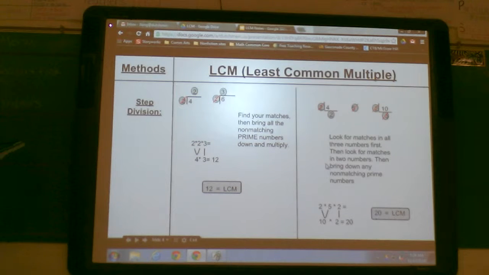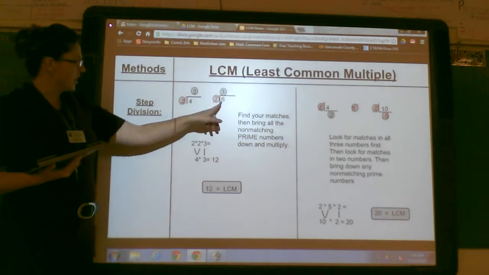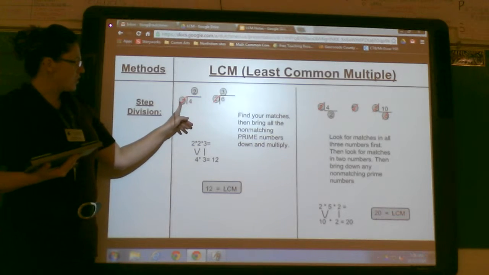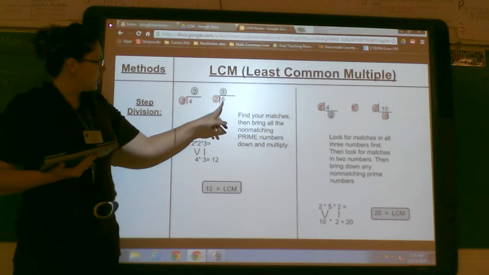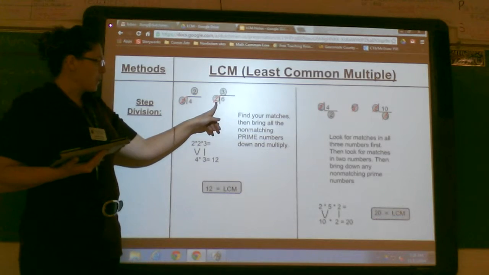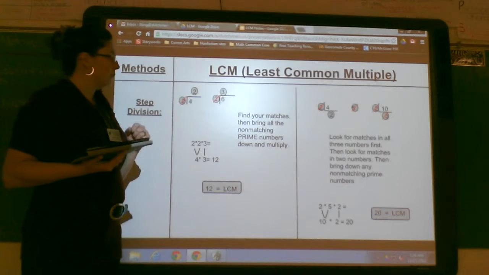Step division. We're doing the same process, only you're doing the step division. So I have 4 and 6. So my lowest prime that goes in is 2. It goes in 2 times. They're both prime, so I circle them. For 6, my lowest prime that goes in is 2. It goes in 3 times. Those are both prime, so I circle them.